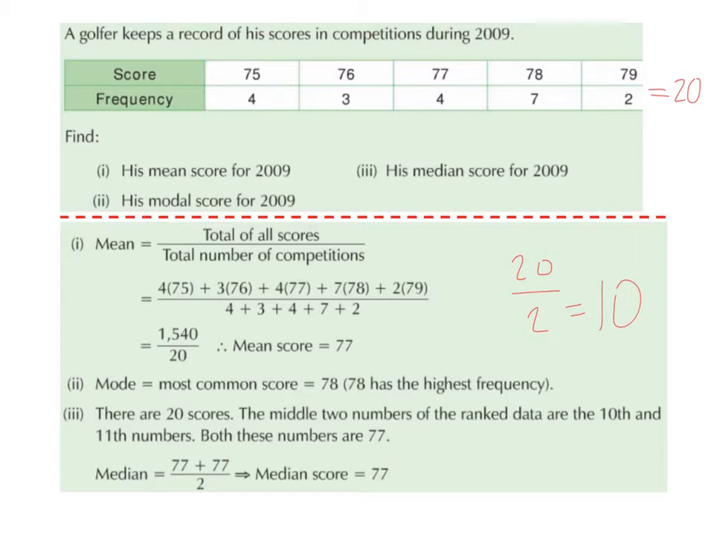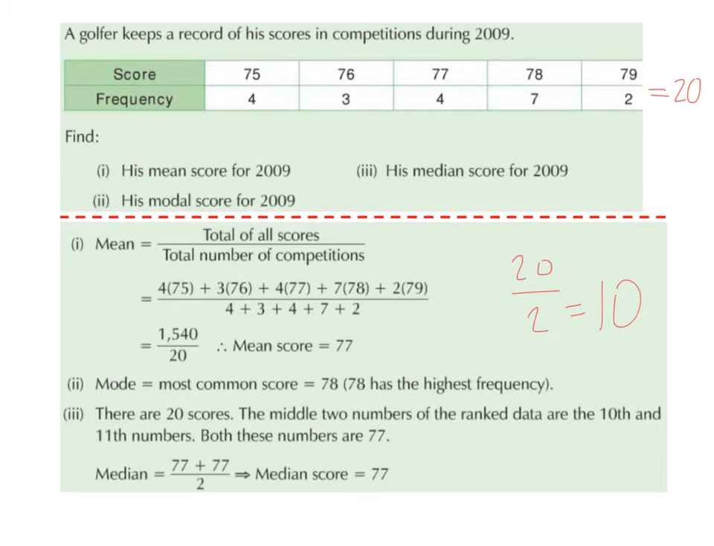So we added 77 to 77 and divided it by 2, and we ended up with 77, which is the median score. So for example, if there had been 30 scores instead of 20 scores, we would have divided 30 by 2, which would have given us 15, and we would have gotten the 15th and 16th value and added them together and divided by 2. If there had been, let's say, 42 scores, we would have divided 42 by 2, which would have given us 21. So we would have got the 21st and the 22nd score, added those together and divided by 2.